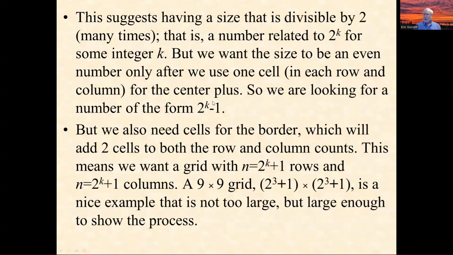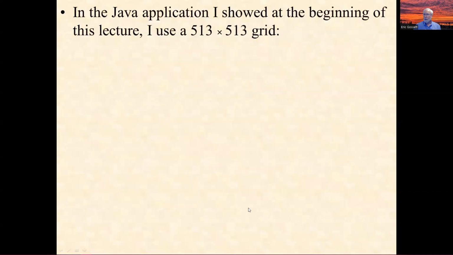So we need to add 2 to this number to have 2 to the k plus 1 rows, 2 to the k plus 1 columns. Notice that 9 is 2 to the 3. 2 to the 3 is 8, plus 1 is 9, and that's why I chose 9. Also, it's a nice example that's not too large to do by hand, but large enough to show the process.